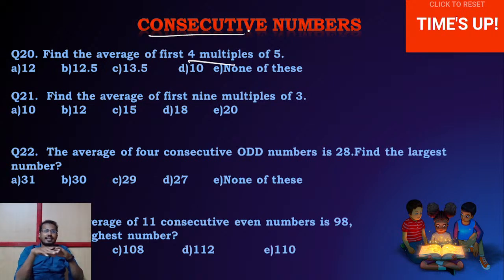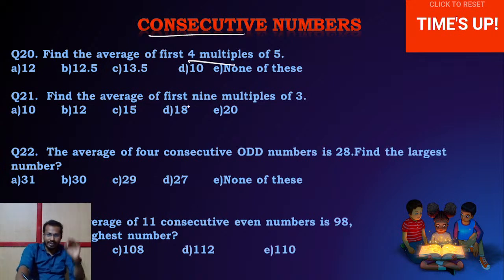Just like 1, 2, 3, 4, 5 is a consecutive number. 2, 4, 6, 8 is an even consecutive number. 1, 3, 5, 7 are odd consecutive numbers. Tables are all consecutive numbers. Let's take the 3 table: 3, 6, 9, 12. Everything is moving in 3, 3, 3. So that is a consecutive number.